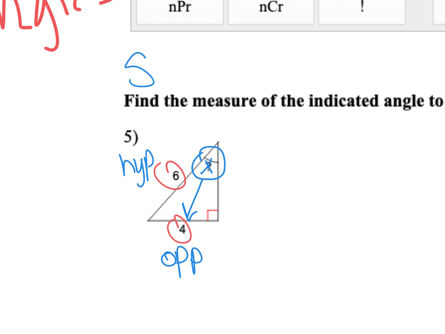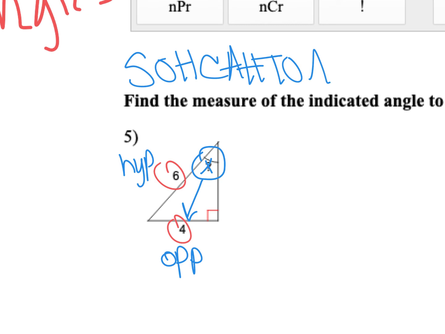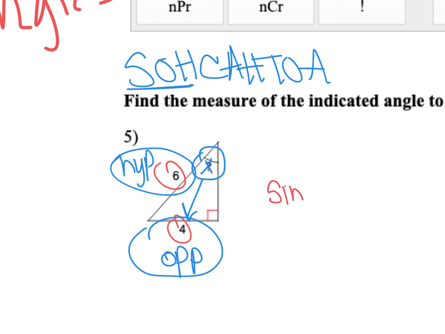Well, if we think back to our trig rules, SOHCAHTOA, sine, cosine, tangent, if we know information about the opposite and the hypotenuse, that tells us we are going to use sine. So we're going to set it up just like we have before, but I'm going to write it a little bit different. So we're going to have the sine of our angle. Well, our angle we don't know. Our angle is x, okay? That's going to equal the ratio opposite over hypotenuse. Well, our opposite side is 4, and our hypotenuse is 6.